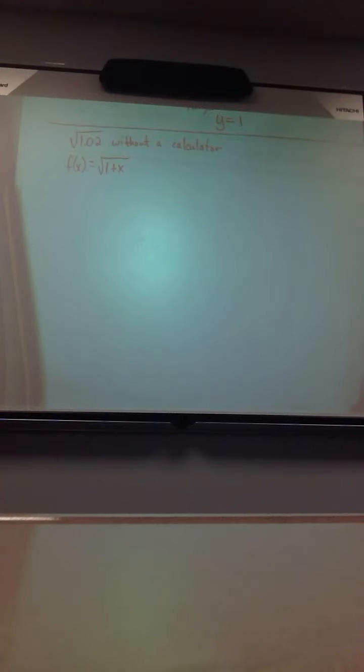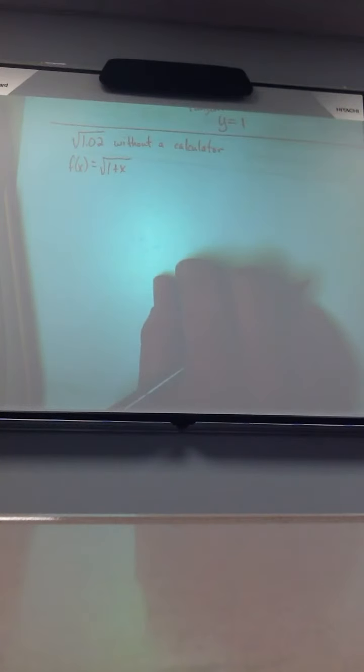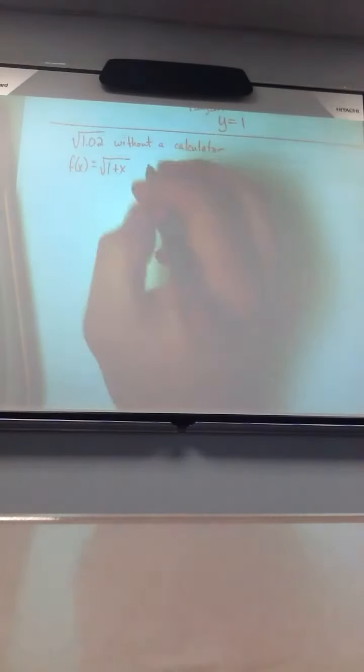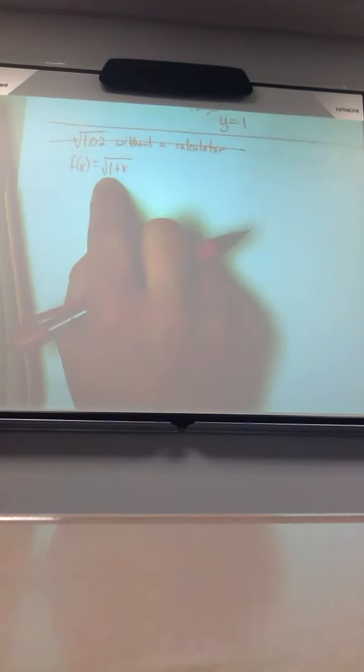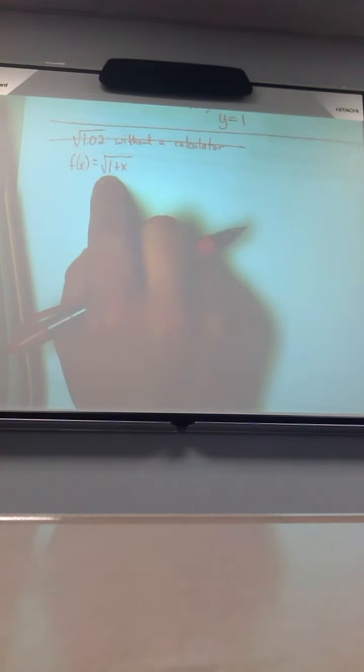How do you feel like you're describing this? Poorly. We agree. But if you plug in 1.02 right over, it would be like the square root of 2.2. Let's ignore this part for a second. No, he's plugging in 0.02. Plugging in 0.02 for x. Not yet. This is my equation that I'm going to use.